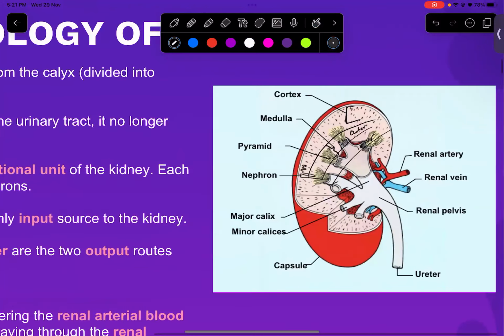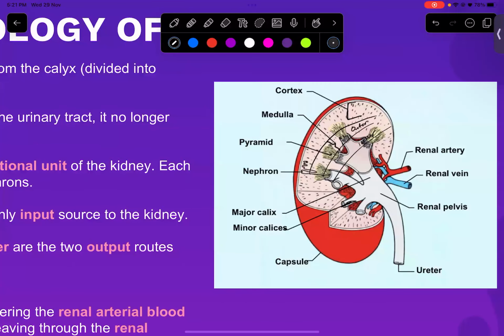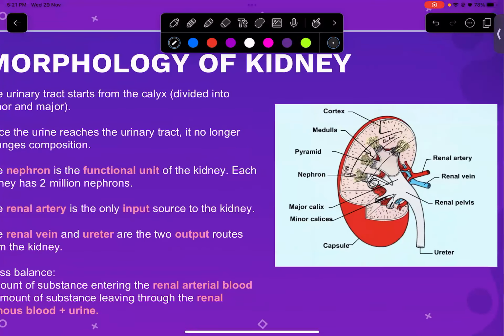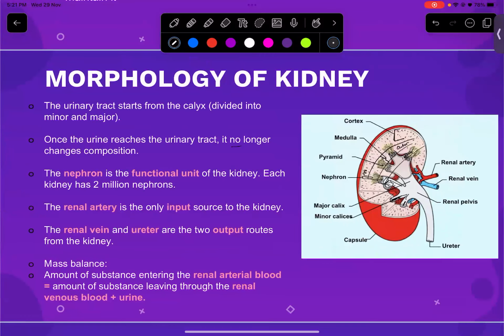And we have these tiny tubes, which are called minor calyces. When two minor calyces join together, they form a major calyx. These calyces indicate where the urinary tract begins. So once the calyces, minor and major, start, this is when the urinary tract begins. One thing to note is that once the urine reaches the urinary tract, it no longer changes composition. Whatever changes have happened to the urine have already been done before that.